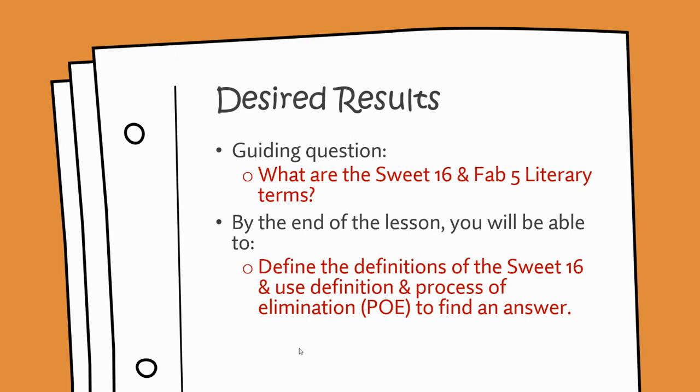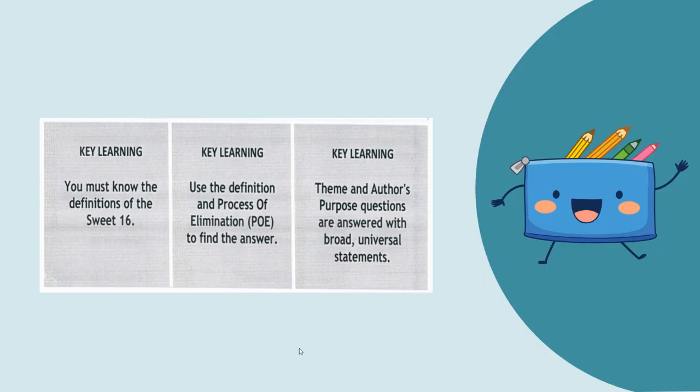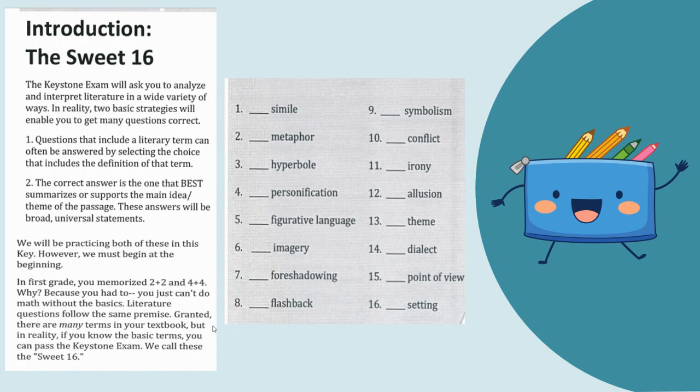So, our guiding question is what are the Sweet 16 and Fab Five of literary terms? At the end of this lesson, you'll be able to define the Sweet 16 and use definition and process of elimination, or POE, to find an answer. So, you must know the definitions of the Sweet 16. You're going to use the definition and process of elimination to find the answer. And for your key learning, you're going to have theme and author's purpose questions to answer with broad universal statements.